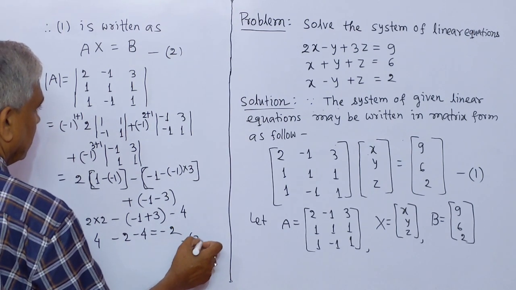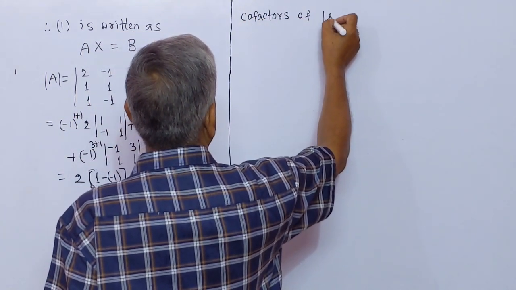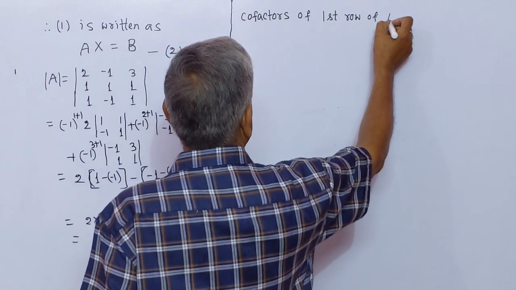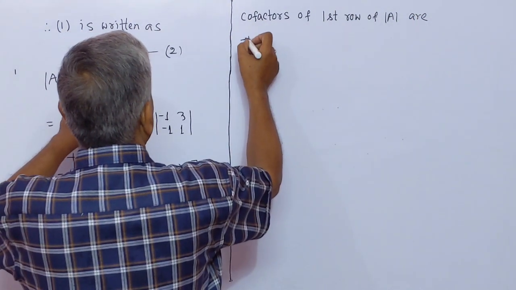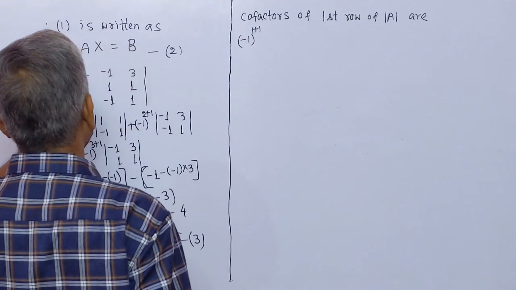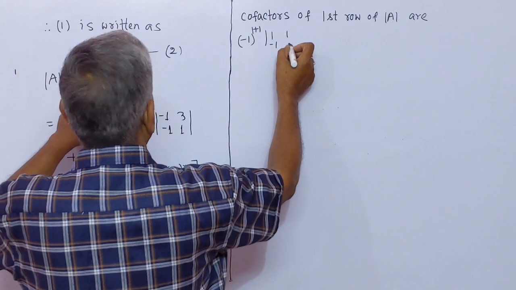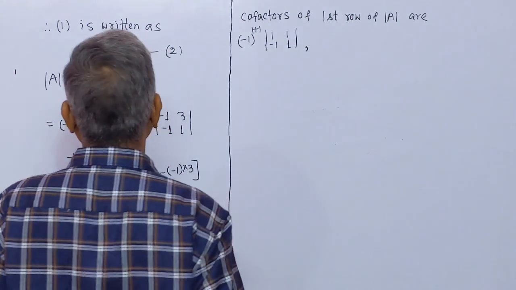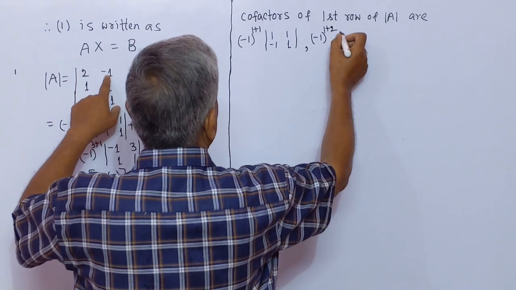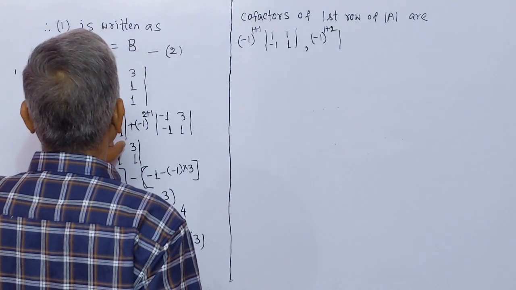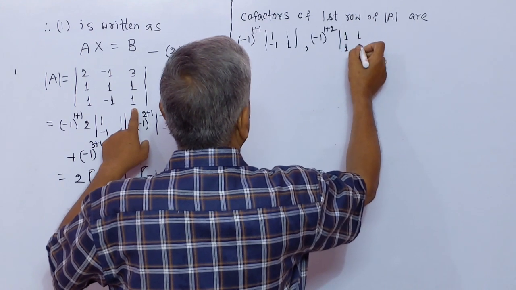This is number 3. Cofactors of first row of determinant A are: cofactor of 2. This is minus 1 to the power 1 plus 1. This is 1 1 position. Here we write the determinant 1 1, minus 1 1, comma. This is 1 2 position determinant. This cancels and this cancels. 1 1, 1 1.